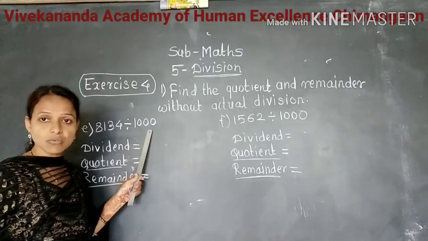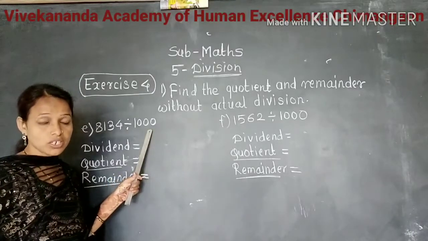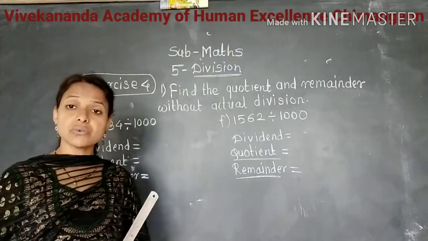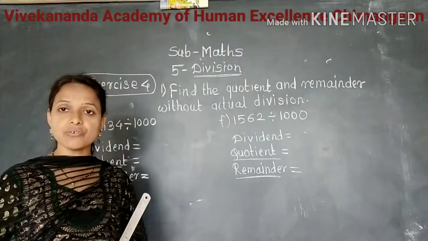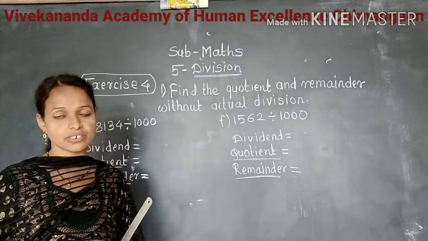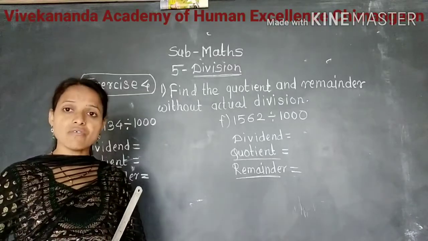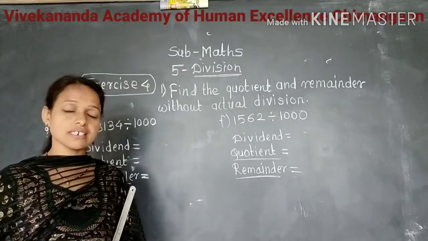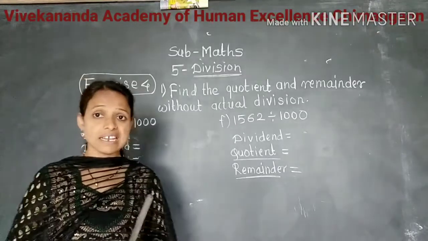Okay, next example is 8134 divided by 1000. You have learned when we divide any number by 1000, the quotient is obtained by removing the hundreds, tens and ones digit, and the number formed by the removed hundreds, tens and ones digit is its remainder.